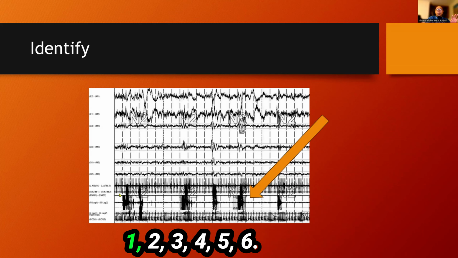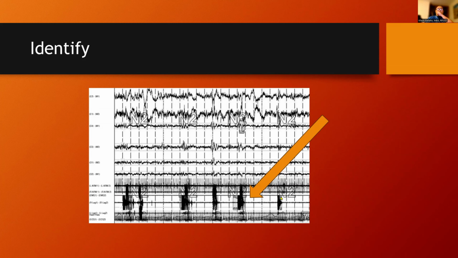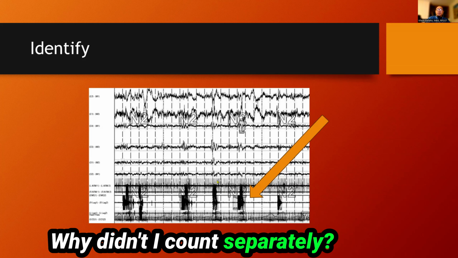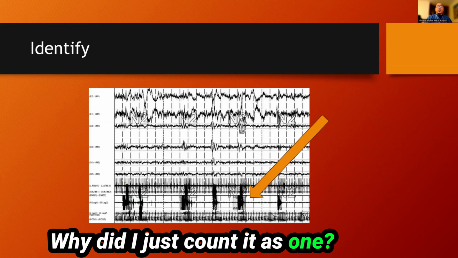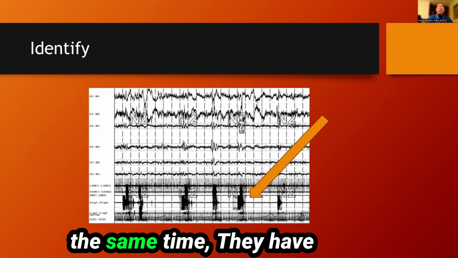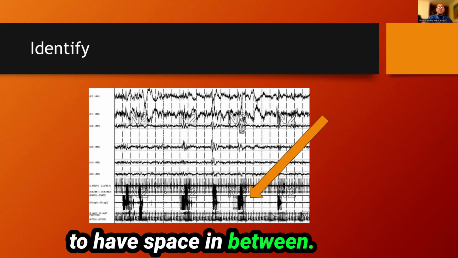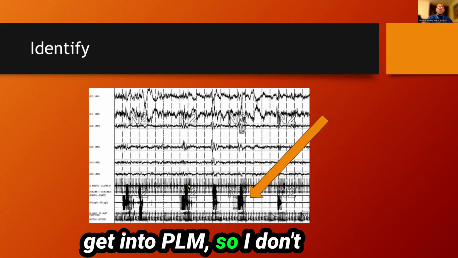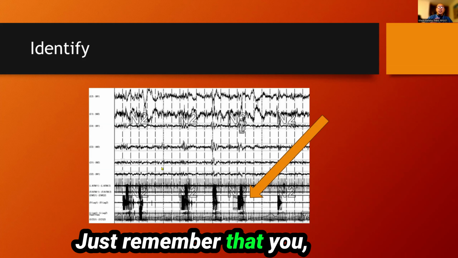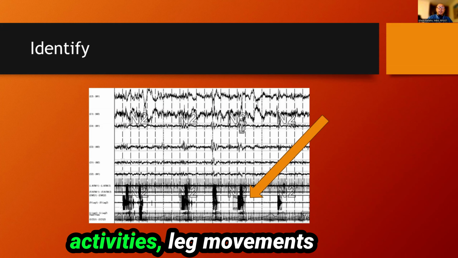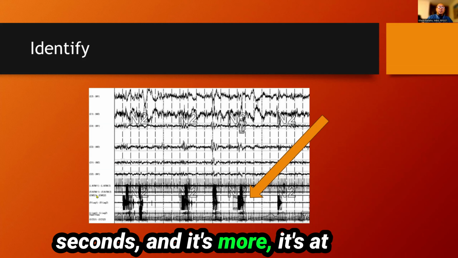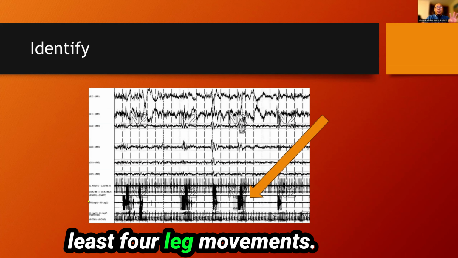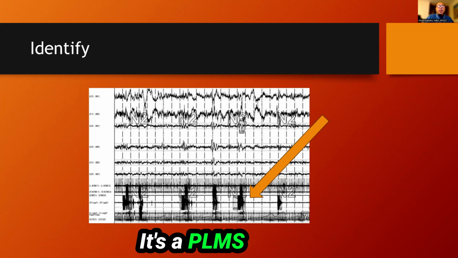This one you have 1, 2, 3, 4, 5, 6. Why didn't I count separately the left and the right? Why did I just count it as 1? Because they happen at the same time. They have to have space in between. Okay, but we're not going to get into PLM, so I don't want to confuse you. Just remember that if you have multiple leg movements while asleep, within 90 seconds, and it's at least 4 leg movements, it's a PLMS.